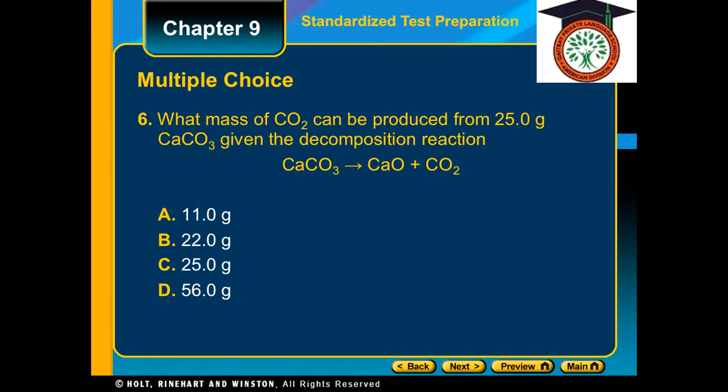What mass of carbon dioxide can be produced from 25 gram CaCO3, given the decomposition reaction? CaCO3 decomposes into CaO plus CO2. Keeping in mind that this equation is chemically balanced. Okay, 25 gram of CaCO3, the calcium is 40, carbon is 12, oxygen 16. Okay, yes, 11 gram.